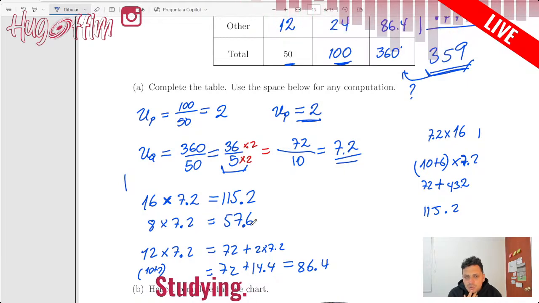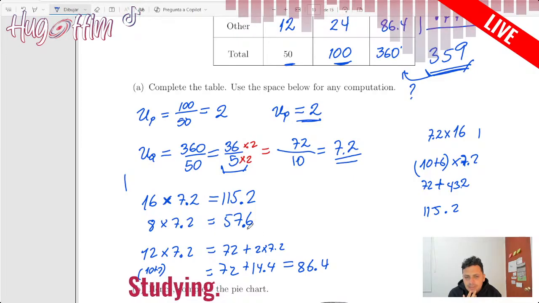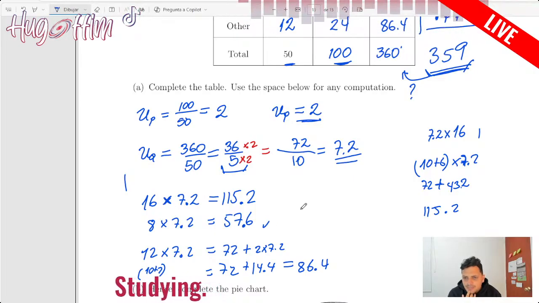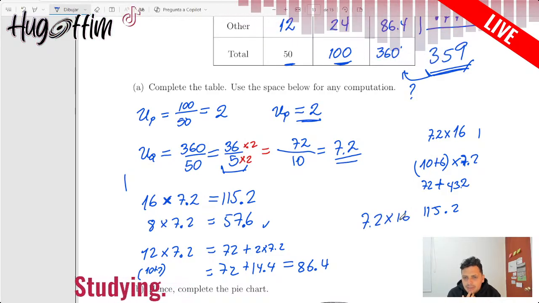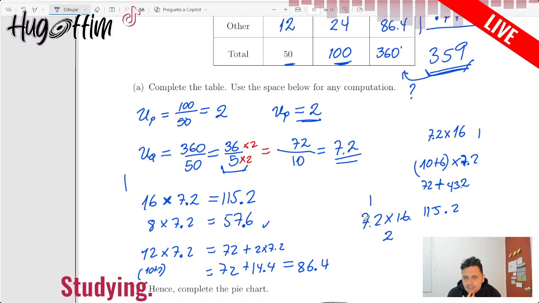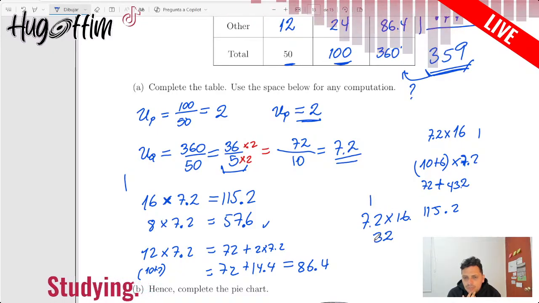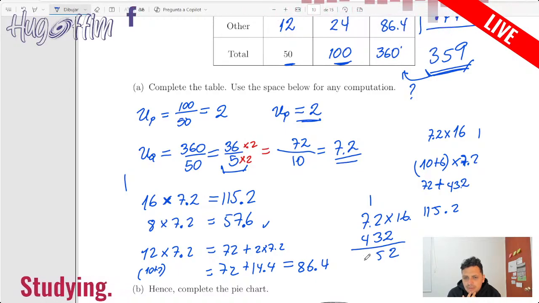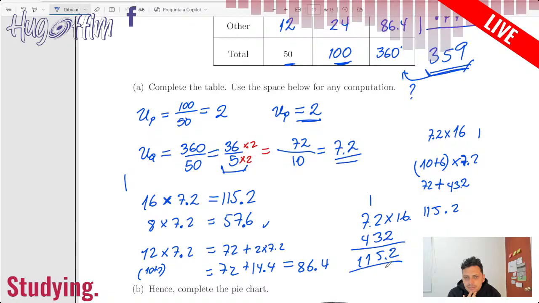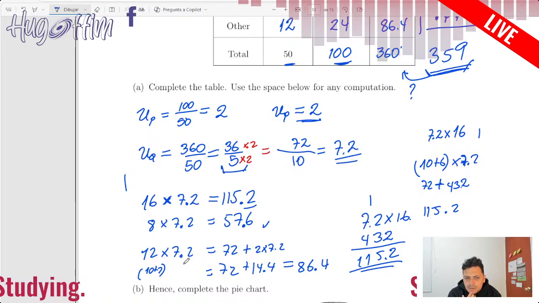8 times 2, 16, 1 left. 8 times 7, 56, 157. This is correct. Maybe this one. 16 times 7.2. I'm going to use another method to multiply it. 6 times 2, 12. 6 times 7, 42 and 143. 2, 5, 7 and 4, 11. 115.2. No, it's correct. 12 times 7.2.